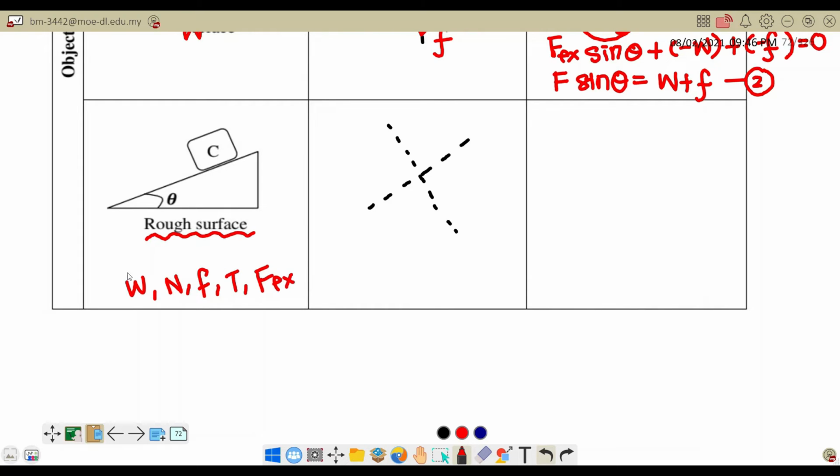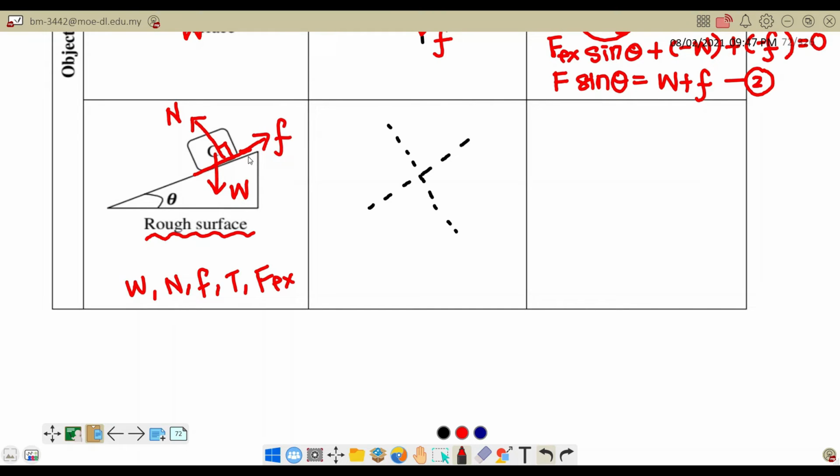Weight, of course, we have acting downward. Normal force, yes, we have, because this is a contact surface. So your normal force will always be perpendicular to the contact surface. This is our normal force. We also have friction. So this object C is not moving because there is a friction acting upward.